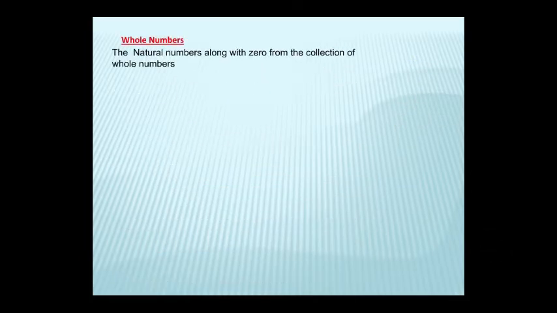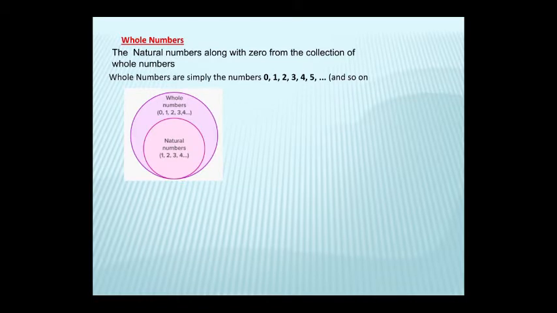Now whole numbers. See, the natural numbers along with 0 form the collection of whole numbers. The whole numbers are simply the numbers 0, 1, 2, 3, 4, 5 and so on. Here you can observe in this picture, inside the whole numbers, natural numbers are there. Whole number is defined as 0 including natural numbers.